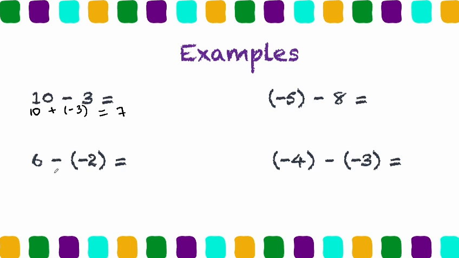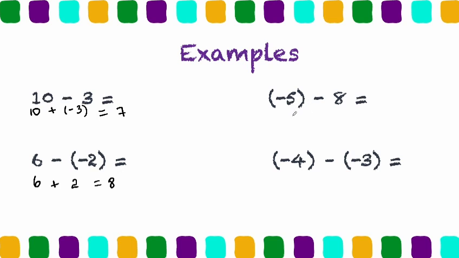Let's look at another example. So we have 6, we're going to change the negative sign to a positive sign, and we're going to change the sign of the number which is being subtracted. When I change the sign of the -2, it will become +2. Now when we're adding integers, we know that when we're adding two same signs, we add and keep the sign. So being that 6 and 2 is positive, we would add 6 plus 2, we would get +8.